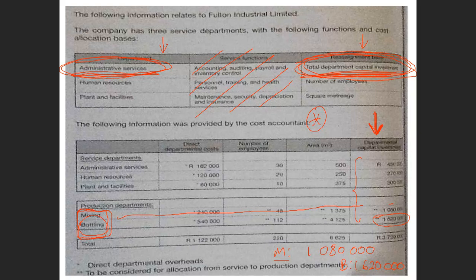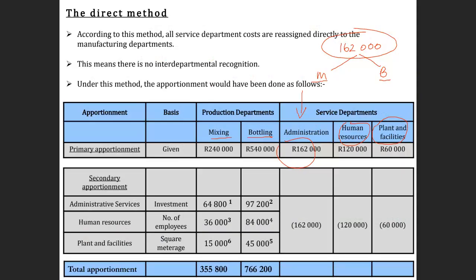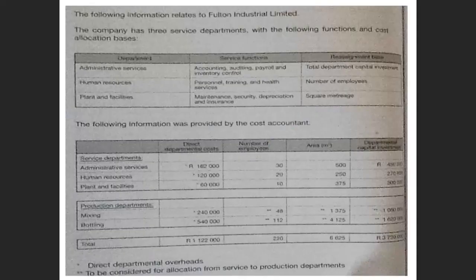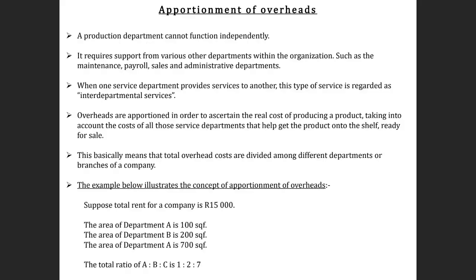So now that we know how much mixing and bottling make up of the capital, we're going to take these two figures and we're going to create ratios out of them. So how we create the ratio is we will say that mixing is the 1,080,000. Bottling is the 1,620,000. Now we can, exactly as we did in this example, and I'll just go back to show you.